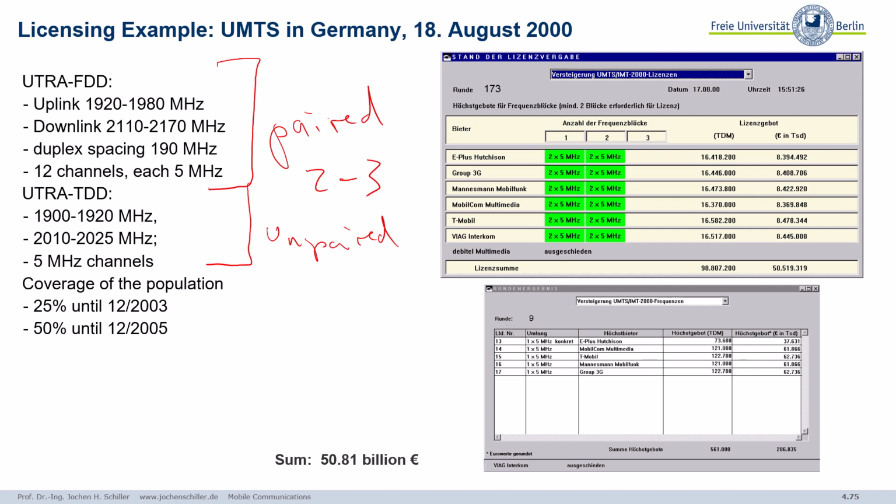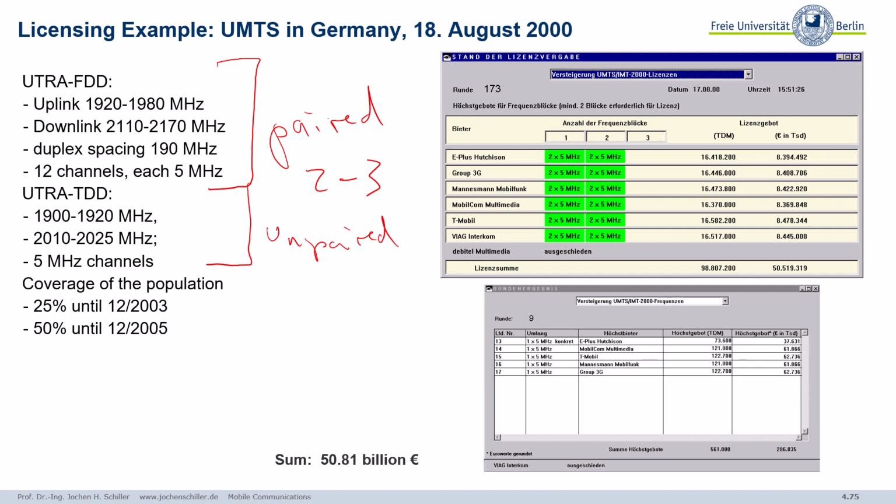You have to cover a certain percentage of the population, 25% until end of December 2003, 50% until end of December 2005. That's valid for Germany. What does it mean? End of 2005, 50% of the population should be able to use the new UMTS technology. If you're not able to provide this coverage, you will lose the license and you will not get your money back. All the companies knew this.